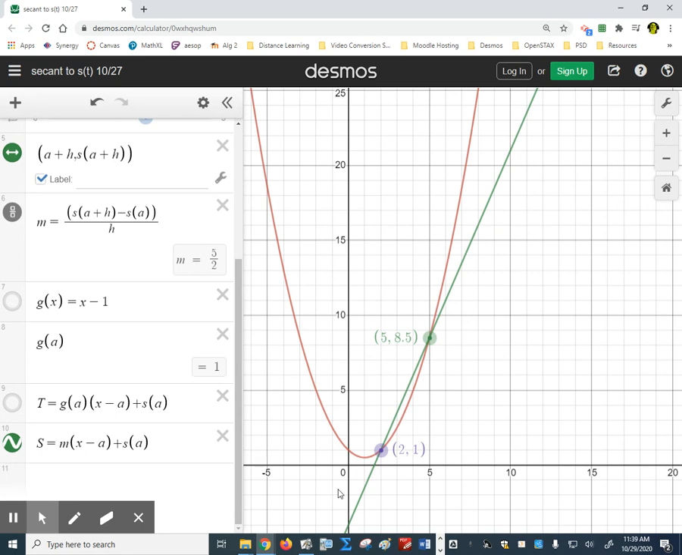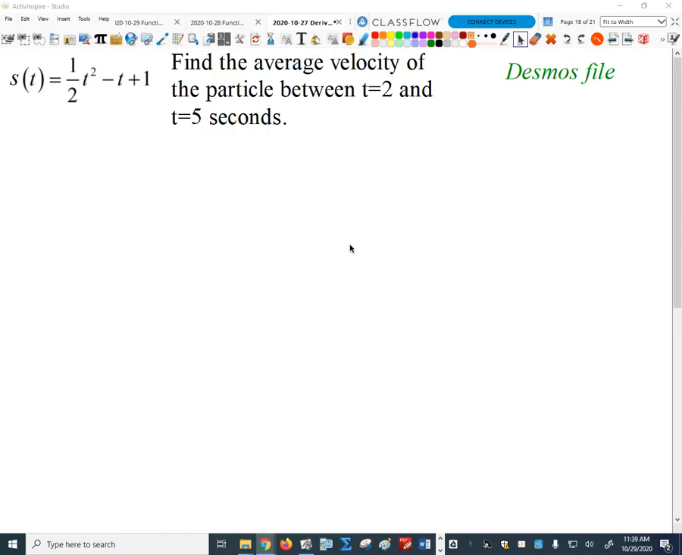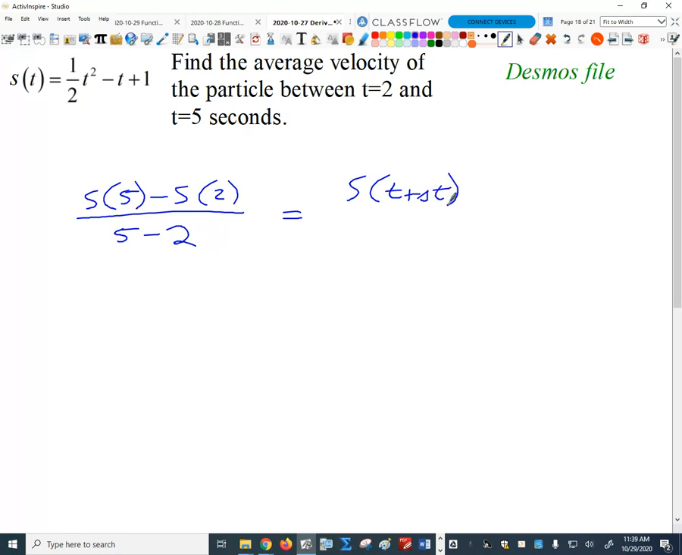Everybody agree? Okay, to find that, do I have to have a graph? No, I don't need a graph. I could just do this, right? If I want to know the average velocity, it's just going to be S of 5 minus S of 2 divided by 5 minus 2, right? Because isn't that just equal to S of t plus delta t minus S of t over delta t?